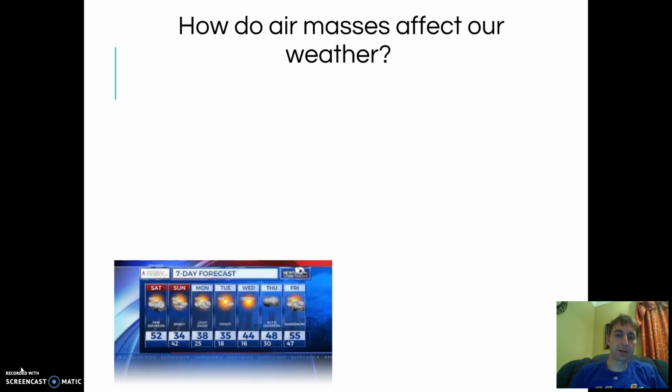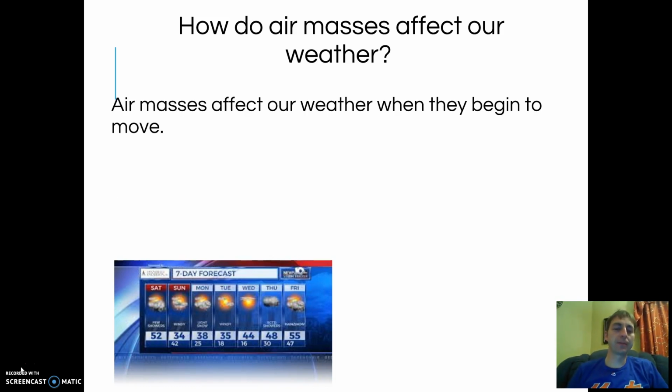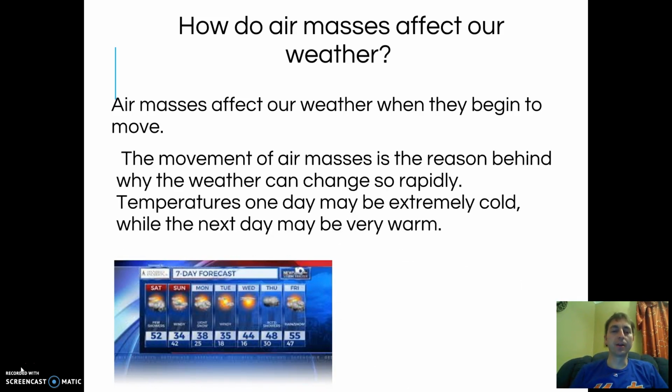If we consider how these things affect our weather, if you're watching the weather forecast and you look at this little insert of a weather forecast, they say Saturday, 52 degrees, and then Sunday, the high temperature is 34. Well, how does that happen? Usually, that's a shifting air mass. If air masses move, they're going to make some significant shifts in your weather. So the movement of air masses can get you some really big changes from one day to the next.